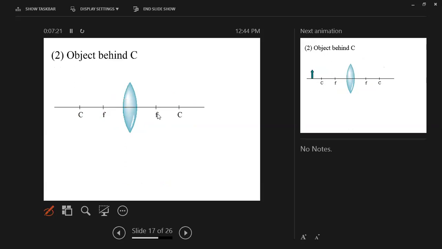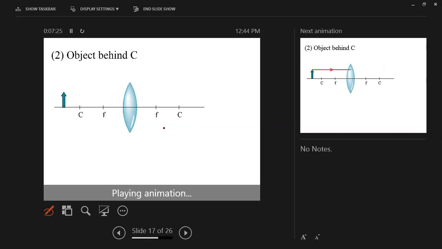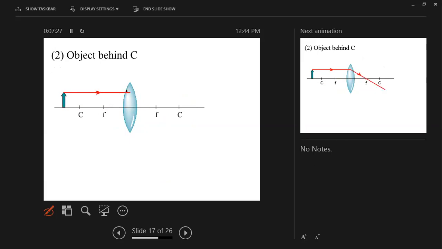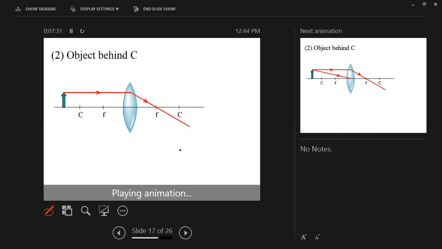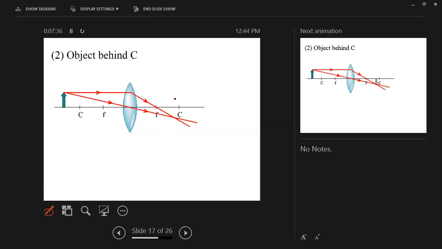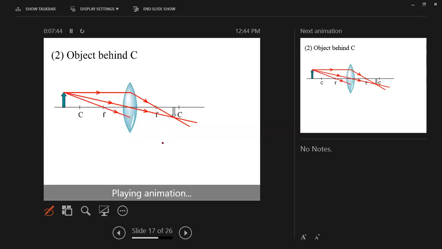The second one, object beyond C. What's going to happen? Now we are going to send a parallel ray. Again, the parallel ray will be refracted through the focus. Then we are going to send a ray through the focal point. Again, it's going to go directly. The point where these two merge, as you see, is between C and F. Our image will be there. So the image is going to be between C and F.